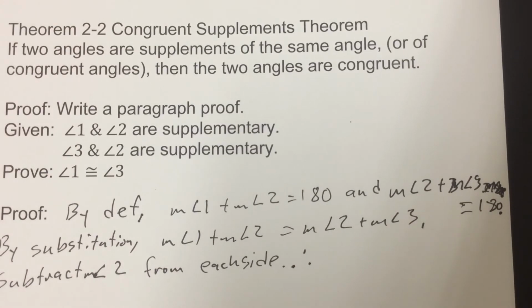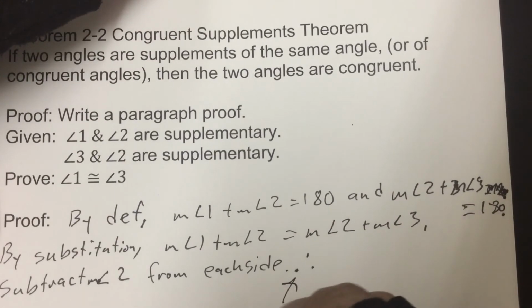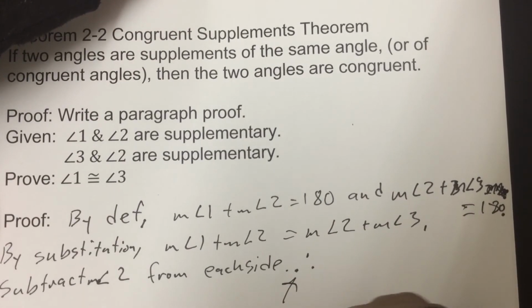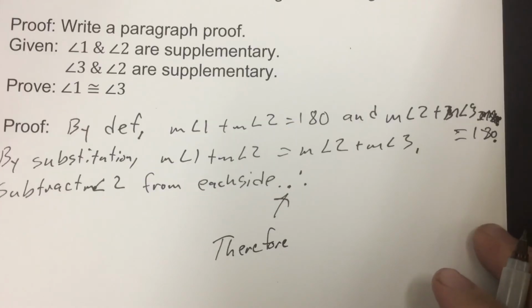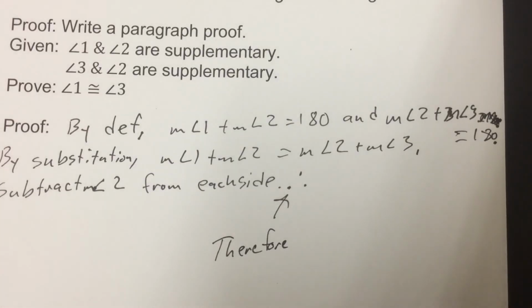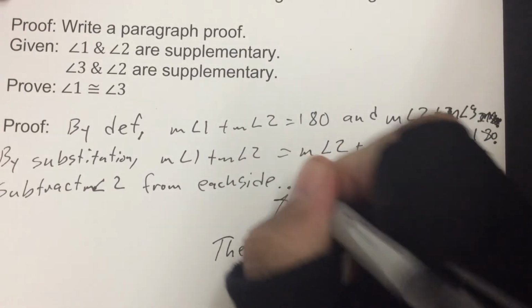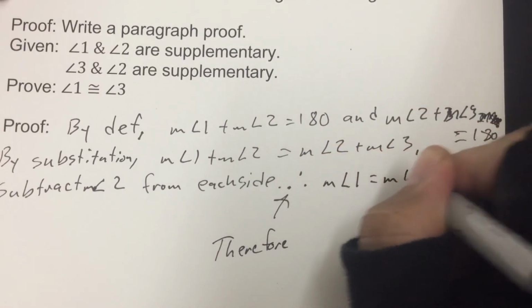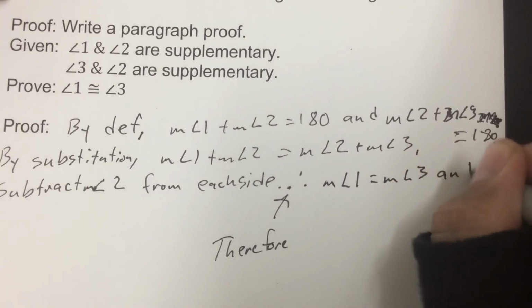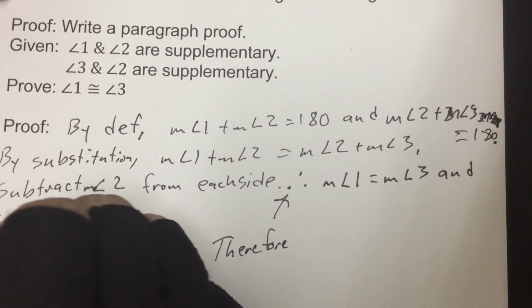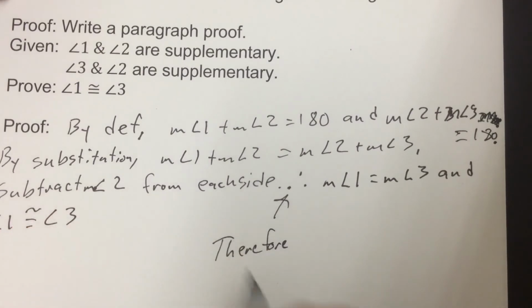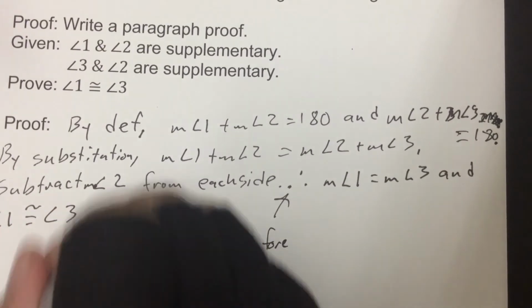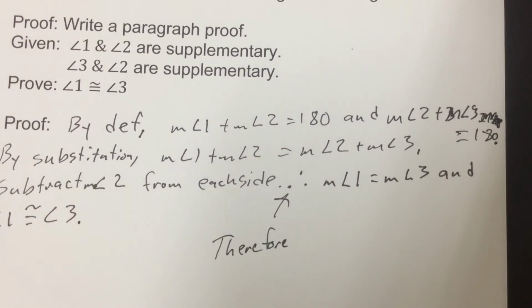We're going to use these three little dots. These three little dots mean therefore. So when we're proving things, we're going to end with our therefore, saying, okay, this is our proof then. We've shown enough stuff. So therefore, the measure of angle 1 equals the measure of angle 3, and angle 1 is congruent to angle 3. And we're done.